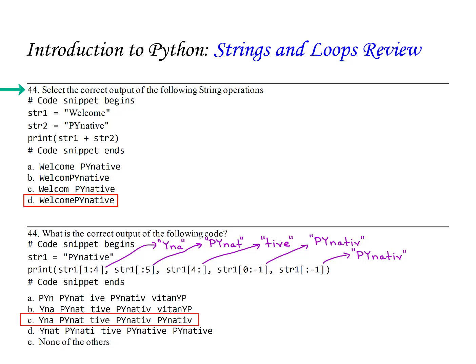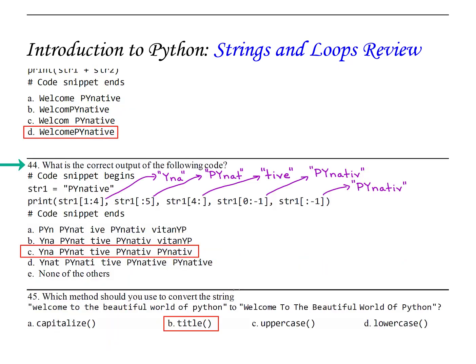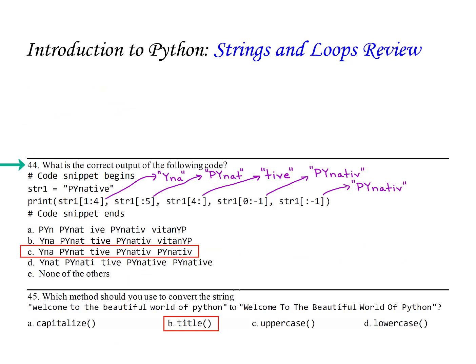Welcome PyNative, D. Now this one I've shown the work of each of the slices out to the side. As simple as slice. So the first slice is 3 characters starting at 1. The second one starts at the first character goes to 4 inclusive. The third slice goes from 4 to the end of the string. Fourth slice starts at the beginning, goes to the last character, not inclusive, so it cuts off the E on PyNative. And it's the same thing for the last slice. Remember, when you have just a colon there, it's the same as putting 0. So that should be answer C.